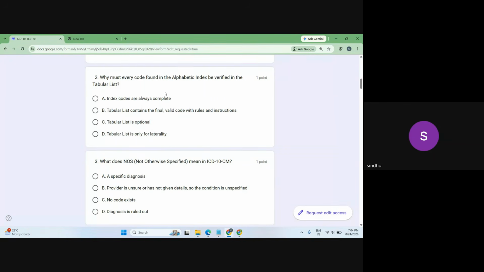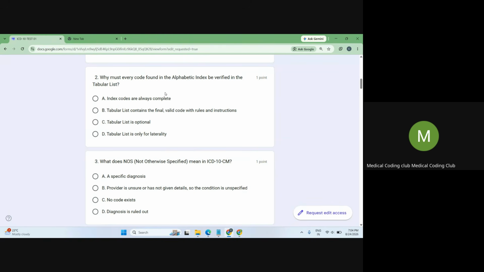Then the final valid code with rules and instructions. Correct. So even though you're going by alphabetic index, in alphabetic index, as you all know, we will be having all the medical conditions listed alphabetically, irrespective of their chapter. So what you will do, you will go by medical term and you will see what the direction is there in alphabetic index. Sometimes you will get a final code there also, but it is not always possible.